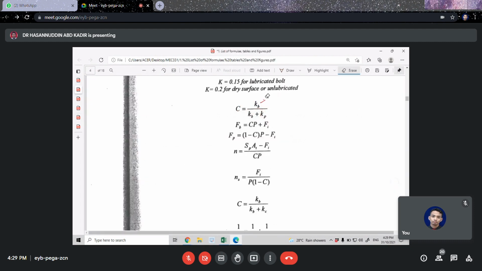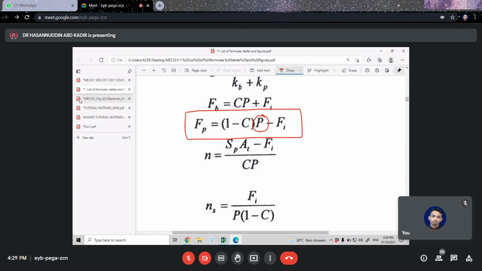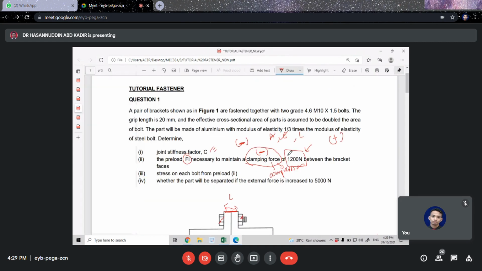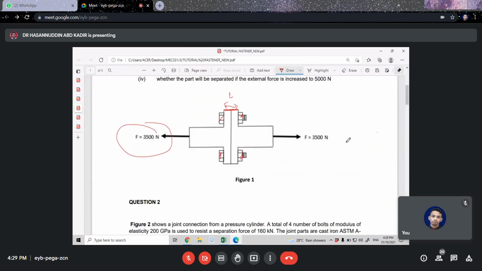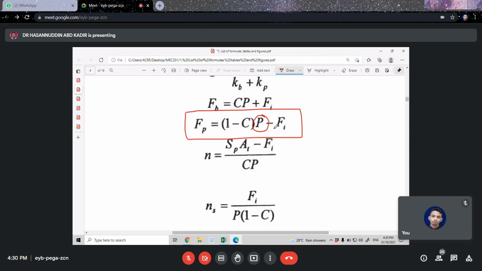Okay, that relates to the part. So here we have the formula: Fp is equal to 1 minus C, and then Pi minus for this one. Pi is basically already given to you. Once you have the value of Pi, you can get the value of Fi. Please remember that. Okay, kita tengok nanti. Gunakan this formula, then you can get the value of Fi.